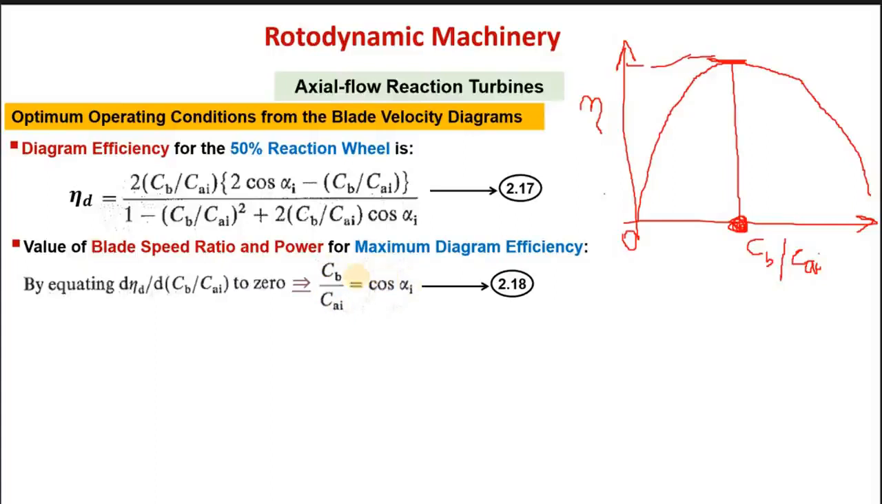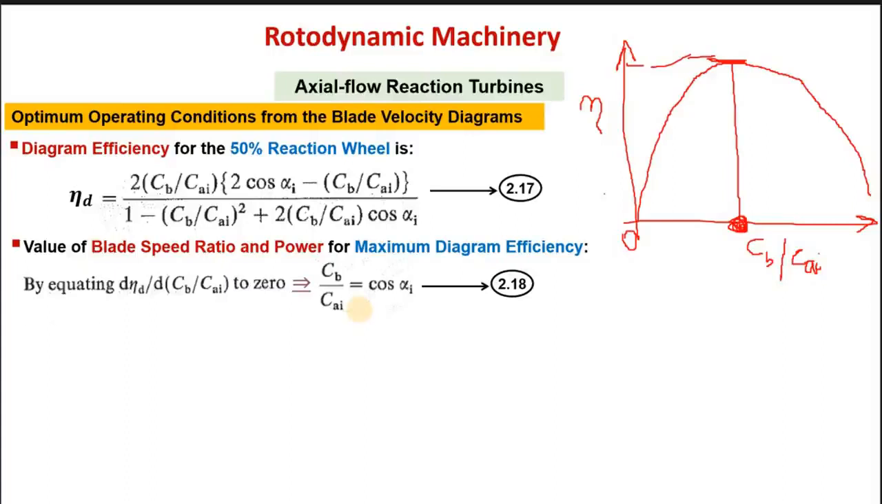But for the case of impulse turbine, if you remember, this optimum was CB over CAI is equal to cos alpha I by 2, right? So in case of impulse turbine, it was 0.5 if alpha I is equal to 0. So it means for the same CAI, the blade speed CB of reaction turbine will be higher than for impulse turbine, right? Because in case of impulse turbine, this CB over CAI for optimum condition was cos alpha I by 2. So it means you get lesser CB, right?